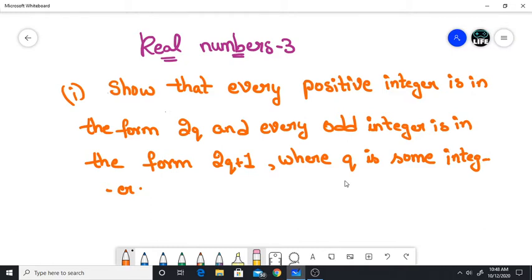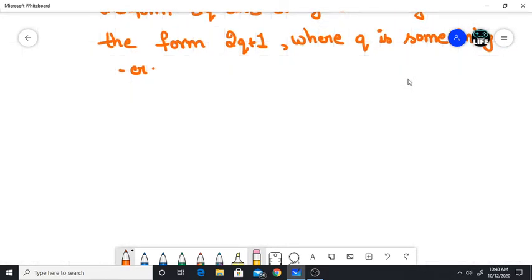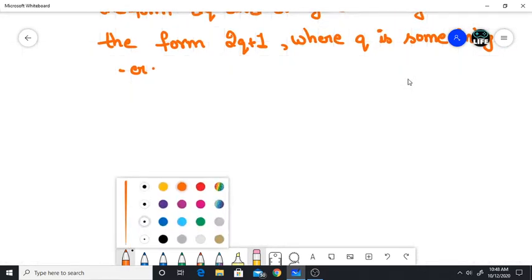Show that every positive integer is in the form 2q and every odd integer is in the form 2q plus 1 where q is some integer. Let's read it again. Show that every positive integer is in the form 2q and every odd integer is in the form 2q plus 1. Now let's solve this problem.